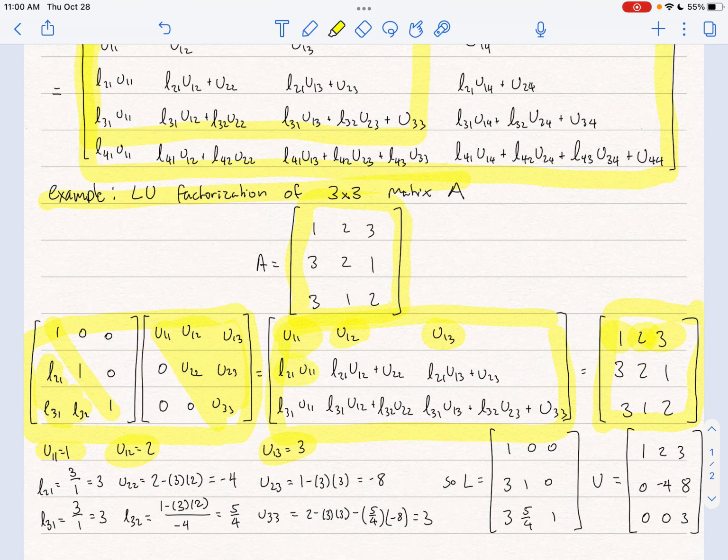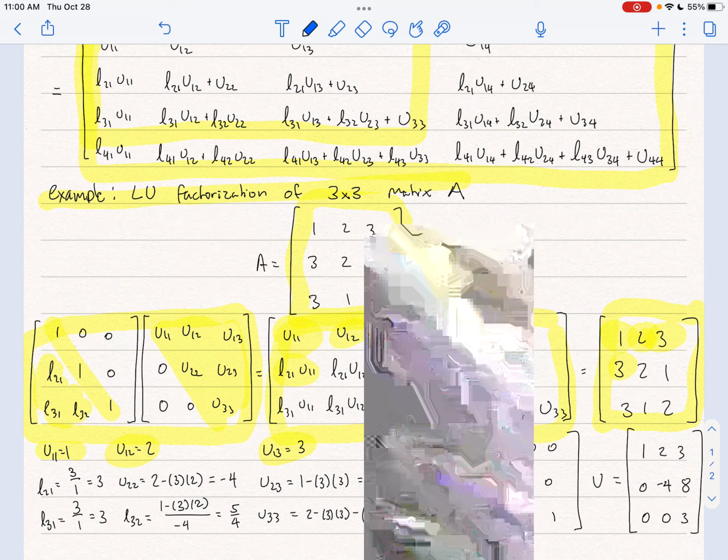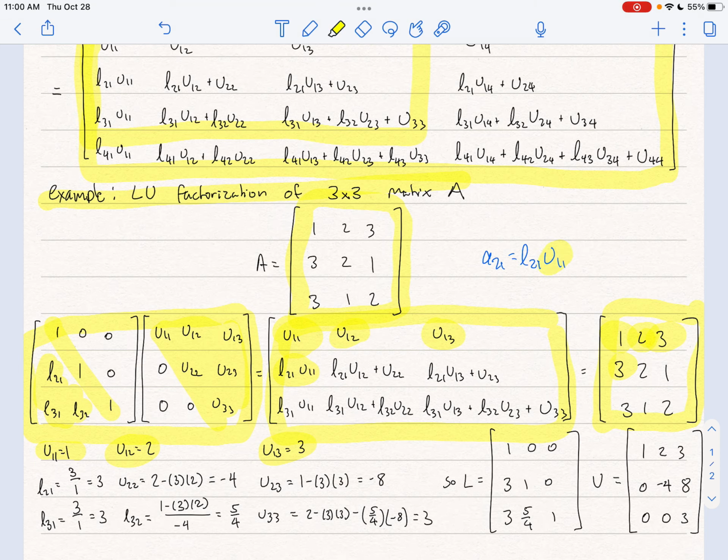Now, if we look at this first column here, we have L21 times U11, and we know that is equal to A21, which is the same as 3. So we can solve for L21 here because we already solved for U11, the first value we solved. We have this equation where A21 is equal to L21 times U11. But we already know what U11 is, and we already know what A21 is, so we can solve for L21, which down here on the bottom left I've already written out. L21 is 3 divided by 1 because it's just A21 divided by U11. And so now we know that L21 is equal to 3.